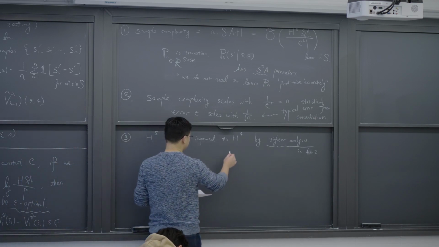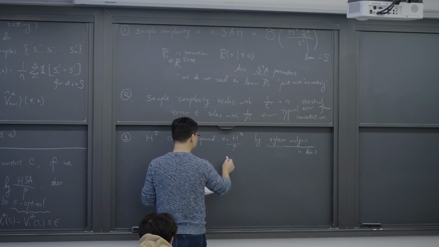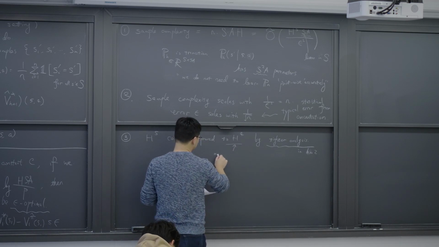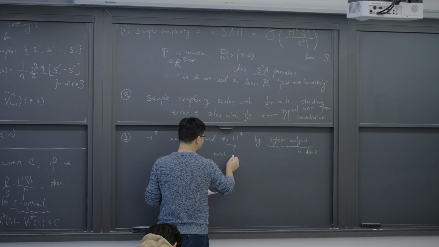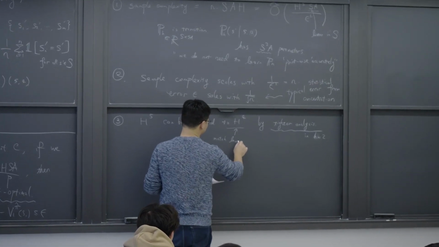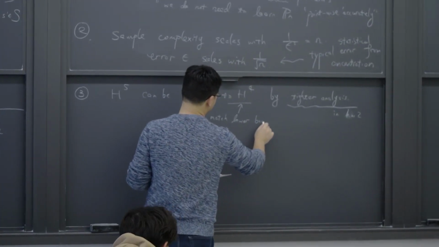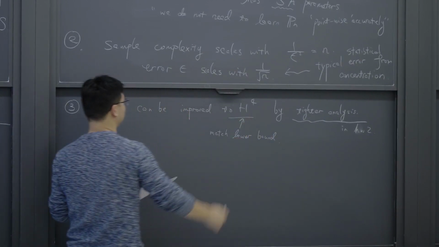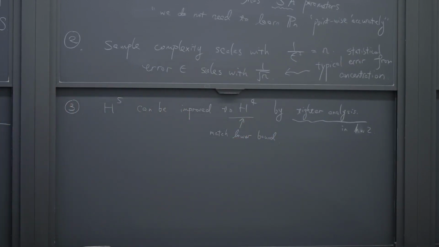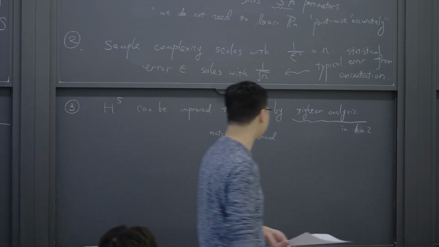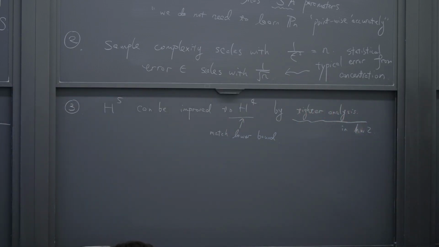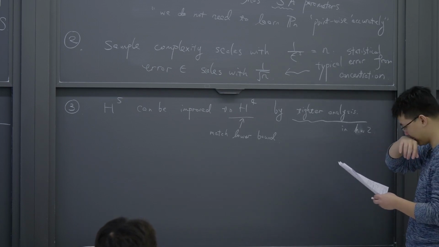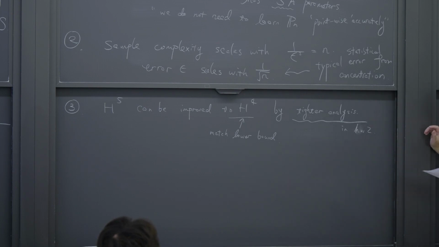And later, we will also have a lower bound to say this is essentially information theoretically optimal. So you cannot improve to H cubed or something. This H to the 4th is already sharp. There's no way to get better than H to the 4th. No matter what algorithm you use, you cannot get better than H to the 4th. This is an information theoretical limit.